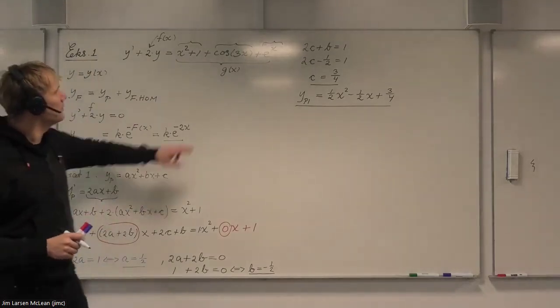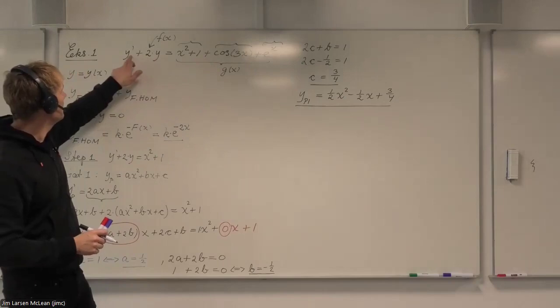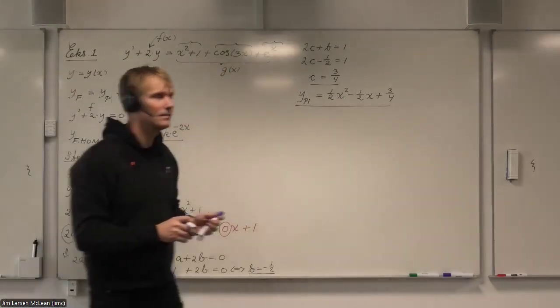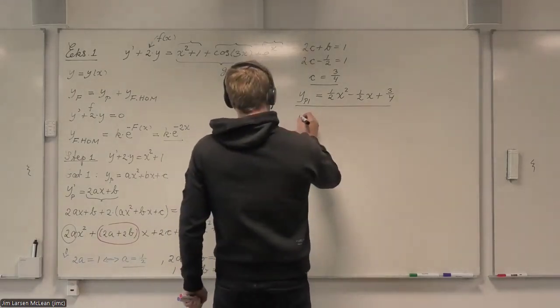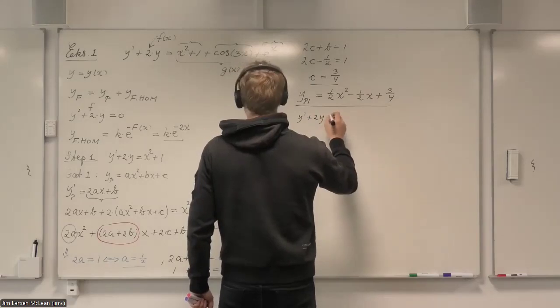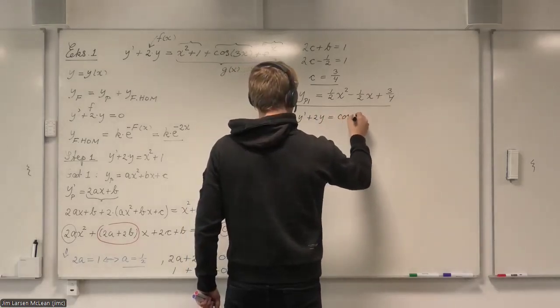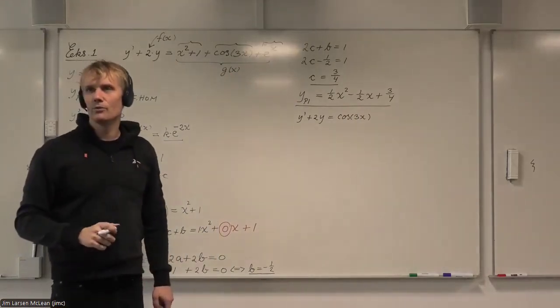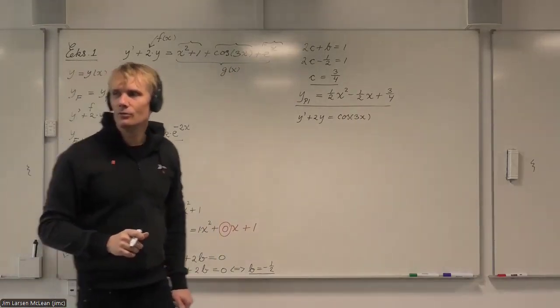So let's move on and imagine we are looking at the differential equation y prime plus 2y equals cosine of 3x. I had already solved that for you, I believe, in a video, so we won't do it again. You can just tell me, what was it that we got?